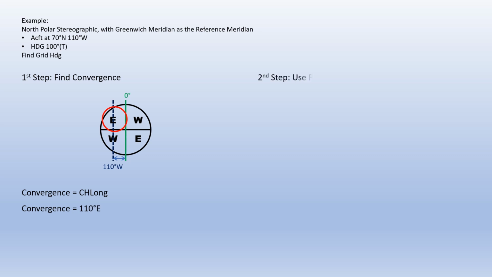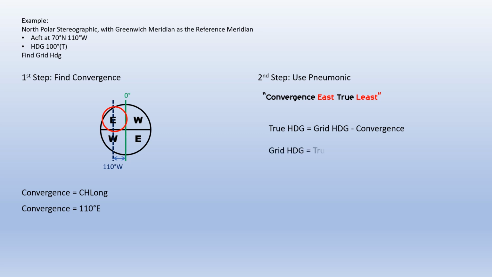The second step is to use the mnemonic. Since the convergent value is east, true is least. This mnemonic can be rewritten as true heading is equal to grid heading minus convergent. It is minus because true heading is less than grid heading. Next, we need to rearrange the formula. Grid heading equals true heading plus convergent. Insert the appropriate value. Grid heading equals 100 plus 110. Grid heading equals 210.